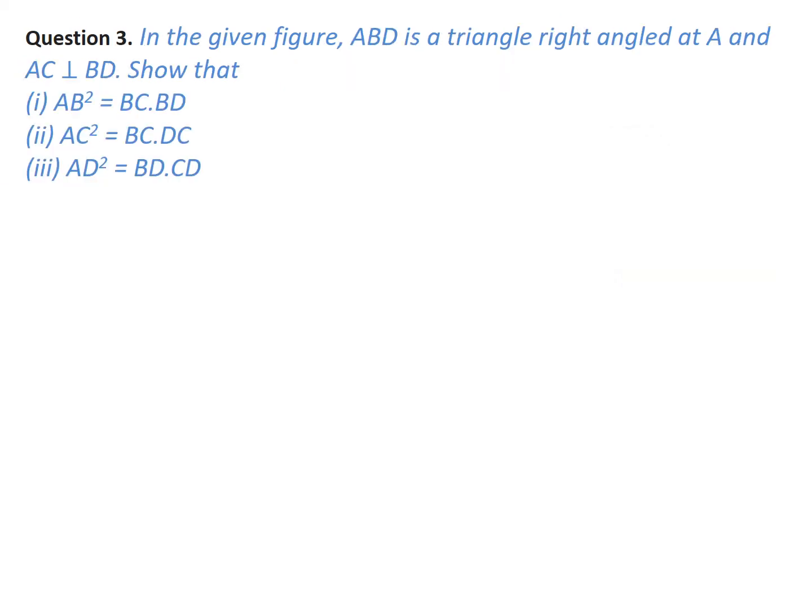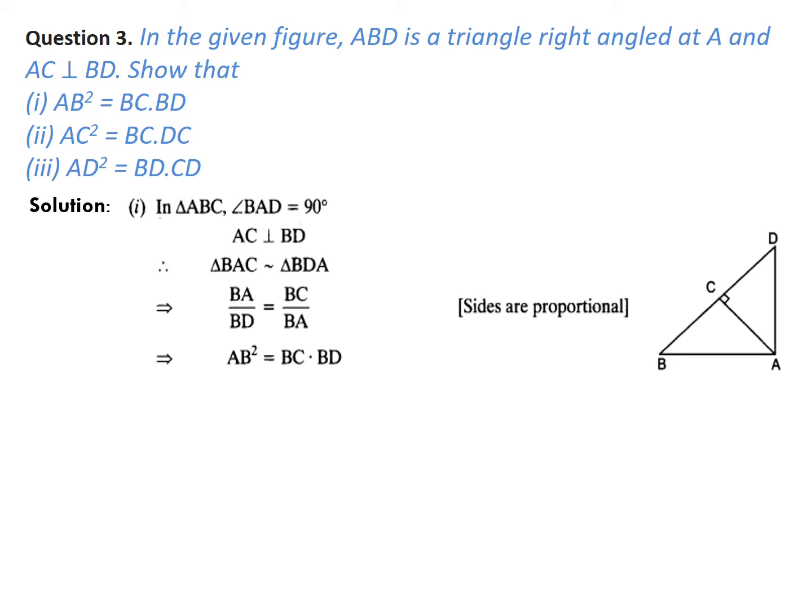In the given figure, ABD is a triangle right angled at A and AC is perpendicular to BD. Show that AB square equals BC into BD. So in this figure, we can see that ABD is a right angle triangle and it is right angled at A. Now AC is a perpendicular on BD. That makes angle C 90 degrees. We have to show that AB square is equal to BC into BD.